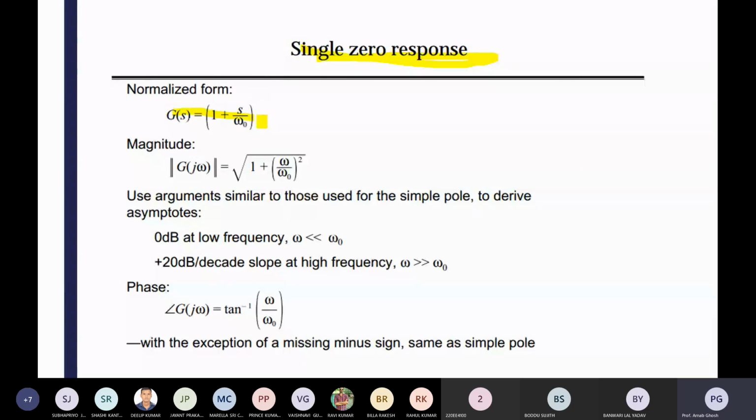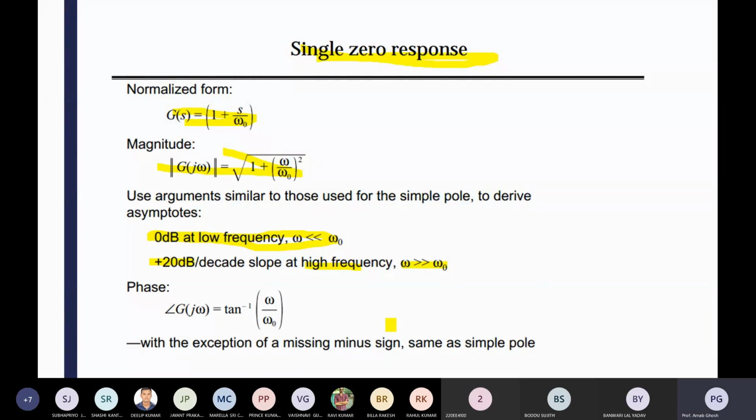In the single zero response, the expression that was in your denominator for the pole is now in your numerator. So the magnitude expression will be like that, the reversing of your pole. In the pole it was minus 20 dB per decade; for the low frequency range it will be 0 dB per decade, and in the high frequency range, omega greater than omega 0, it is plus 20 dB per decade. So a single zero means a high pass filter, and a single pole response means a low pass filter response.